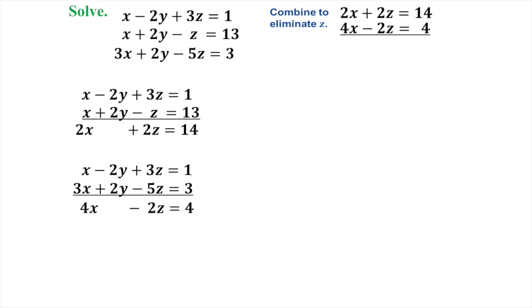I end up with a 6x. 2x plus 4x gives me 6x. My z's will cancel, and 14 plus 4 gives me 18. I solve it for x. I divide both sides by 6. I find out that x equals 3.